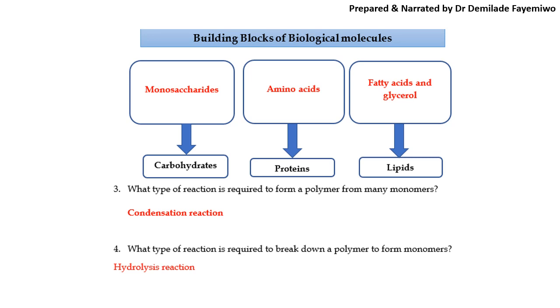In order for you to form a polymer from many monomers, you need condensation reactions. A condensation reaction is basically a reaction where water is released. And in order to break down a polymer to form monomers, you will use a hydrolysis reaction, which is basically the addition of water.